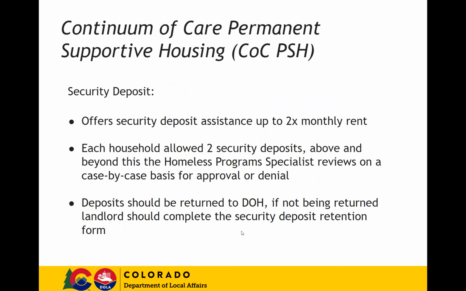COC-PSH is a wonderful program that offers security deposits to program participants up to 2 times the monthly rent. Each household is allowed automatically 2 security deposits. Any above and beyond the 2 initial security deposits is approved on a case-by-case basis by the program manager or the homeless program specialist. That means like myself.